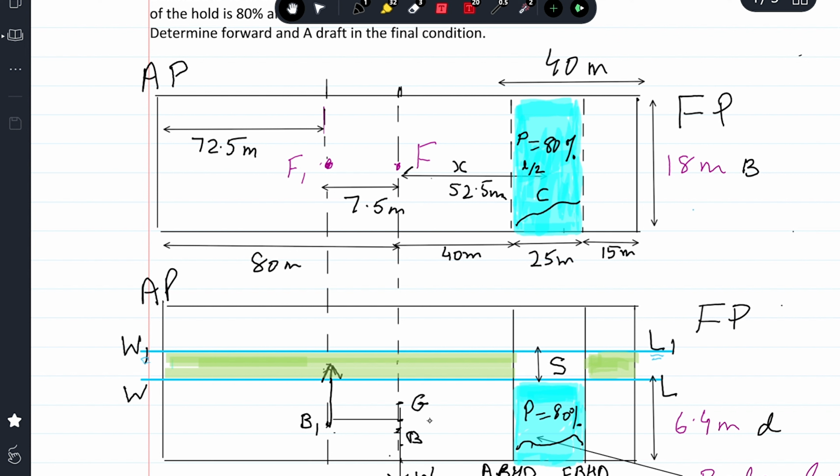So you can see now there is a couple formed. Buoyancy force acts upward from the new center of buoyancy B1. Center of gravity remains where it was before because there is no change in the weights on board, and the weight is acting downwards. So we have a couple, and it's quite clear that this couple is going to trim the vessel by head. So forward draft will increase.